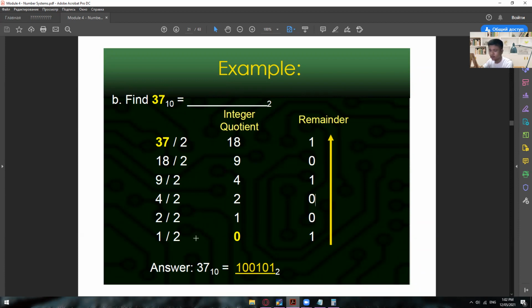And then for the last one, 1 divided by 2 cannot be. So just put here 0, and then whatever is the final value of this one, just put it on the remainder side. Once this one is already 0, then that's the time that you will stop dividing the integer quotient. And then you may now start reading the results in remainder, from bottom to top, so 1 0 0 1 0 1, that will serve as your final answer.